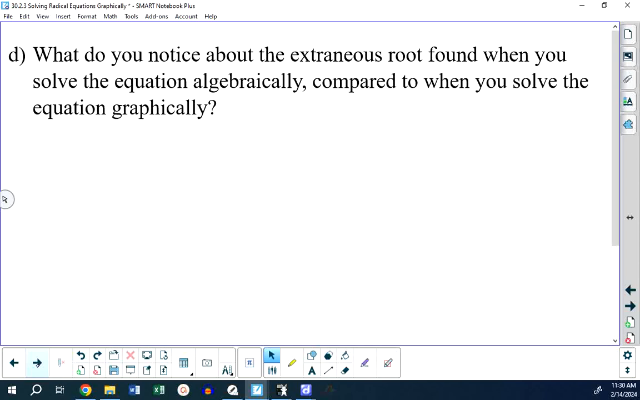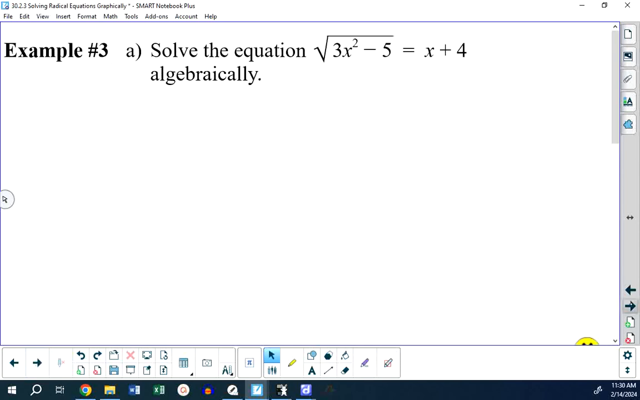Got a couple more quick questions to do. Solve this equation algebraically. So we're going to take both sides of this equation where the radical is already isolated and square both sides.